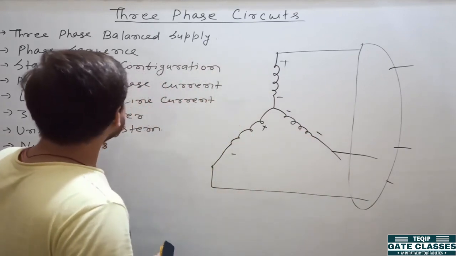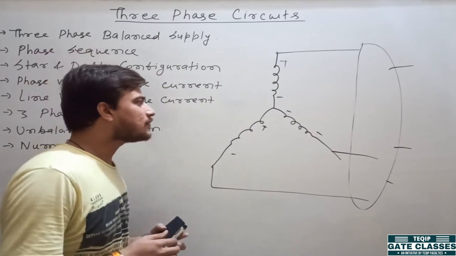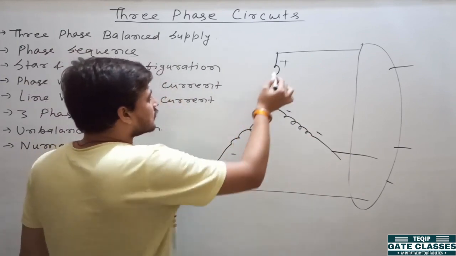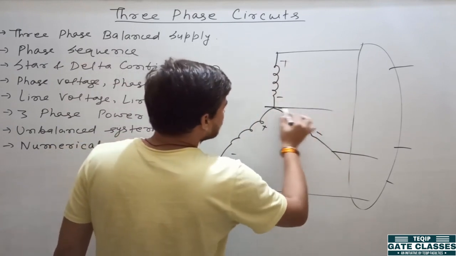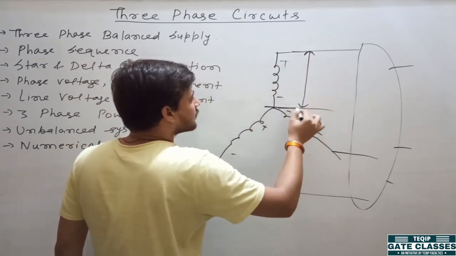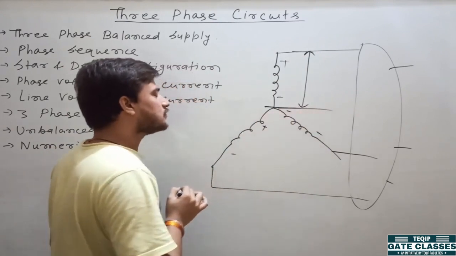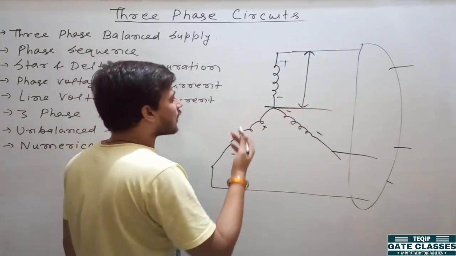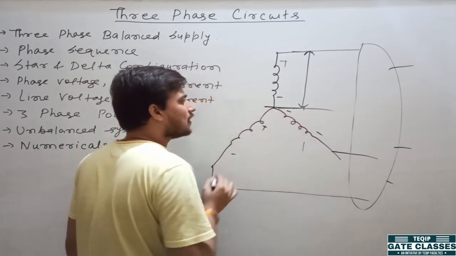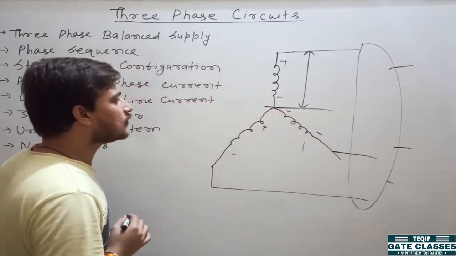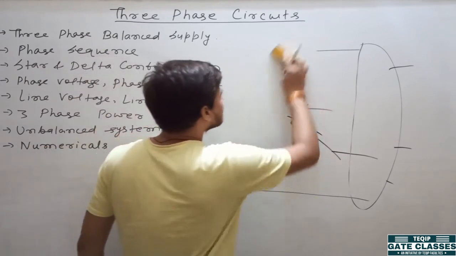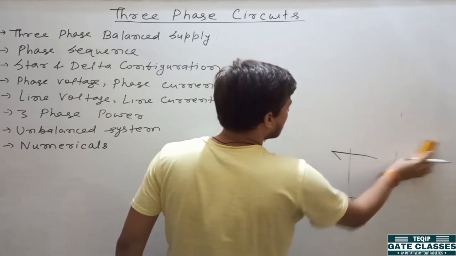Now what is the meaning of balanced supply? Balanced supply means, see, the voltage of the line with respect to neutral is called phase voltage. So balanced supply means all the three phase voltages should be balanced. So how will it be balanced? Let us see with the help of a phasor diagram.